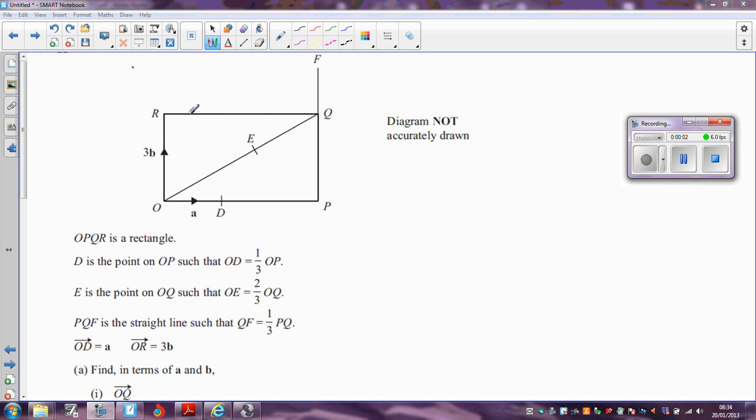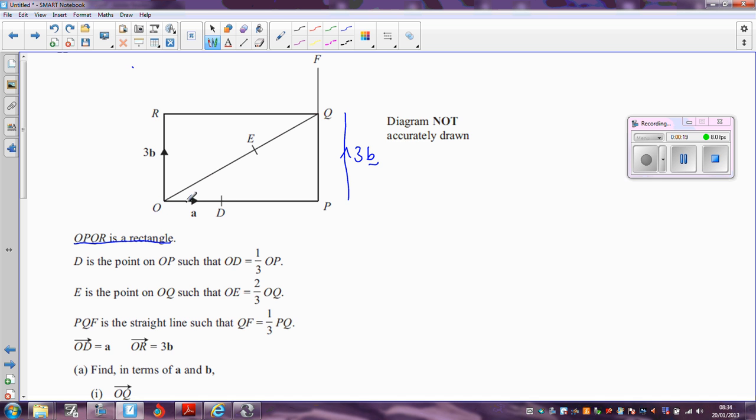The first thing I'm going to do here is add a few more vectors to the diagram. Because I'm told that OPQR is a rectangle, I know that if this is the vector 3b, then from P to Q, that must also be the vector 3b.